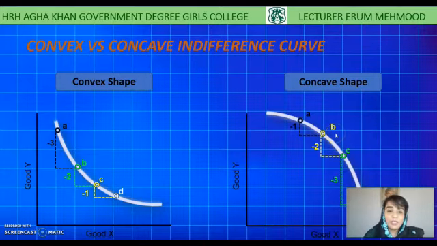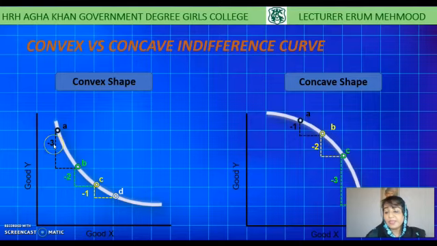In the concave shape, in order to get 1 additional unit of good X, the consumer is ready to give up 1 unit of Y. Again, in order to take 1 additional unit of good X, he is ready to give up 2 units of good Y. And again, in order to get 1 additional unit of good X, he is ready to give up 3 units of good Y. You can see that in 2 diagrams.